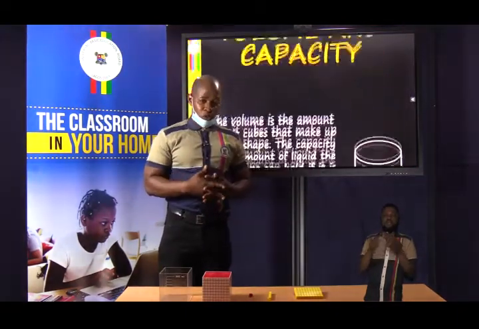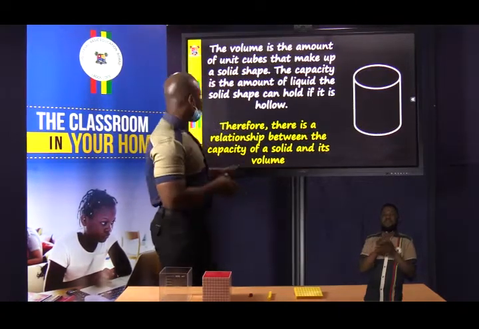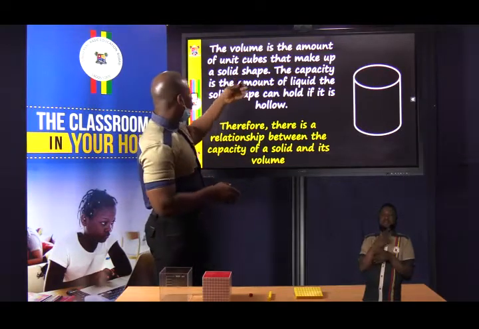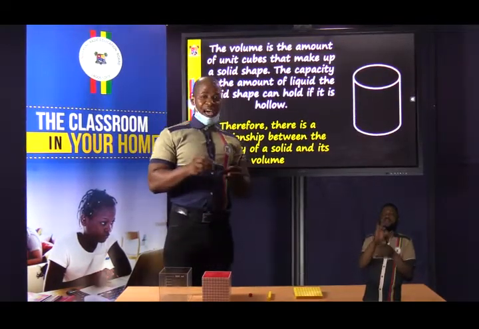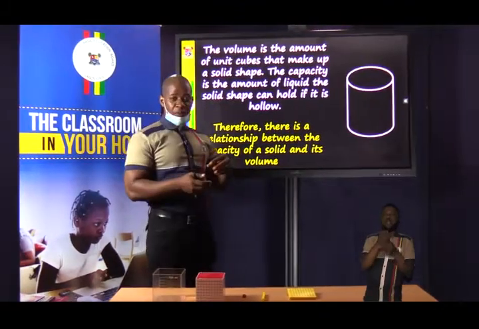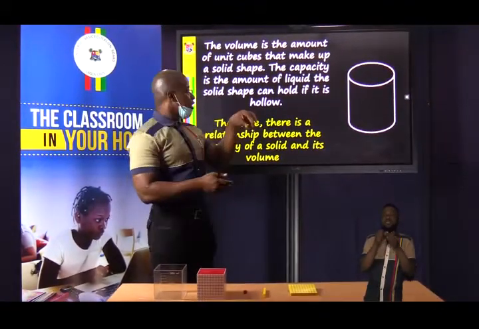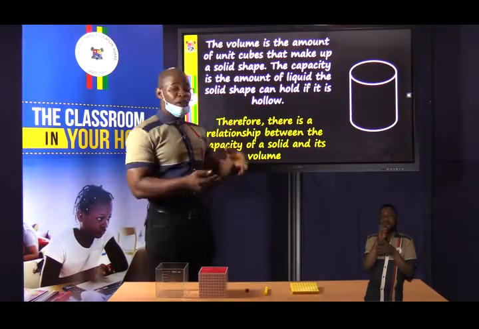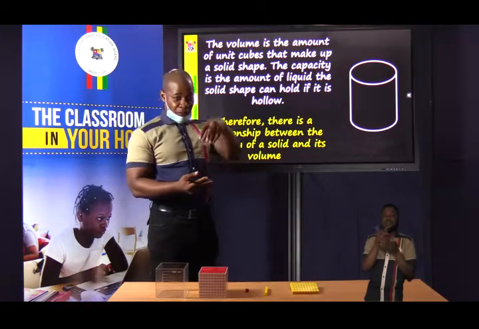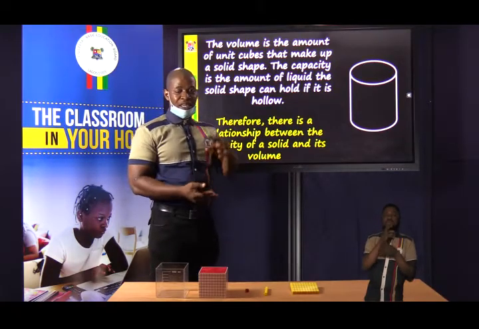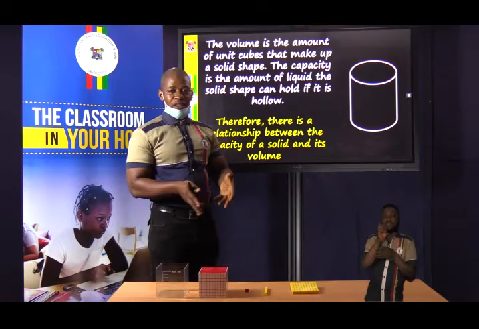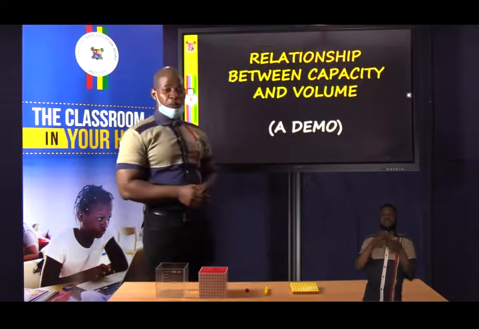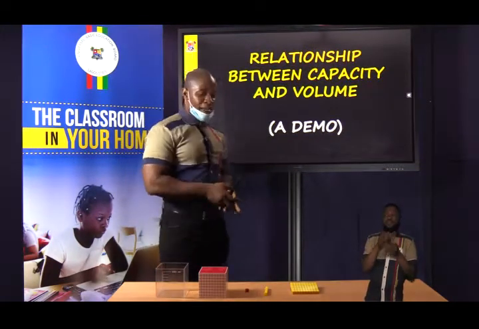And of course, the opening question will be, what is the relationship that exists between the volume and the capacity? The volume is the amount of unit cubes that make up a solid shape, or if you have a solid shape that is hollow, the amount of unit cubes that you can arrange inside is the volume. And the capacity is the amount of liquid that a solid shape, if it is hollow, can hold. So cubes and liquid, they go into a solid shape that is hollow. That means there is a relationship. But what is the relationship? Let us see about that.